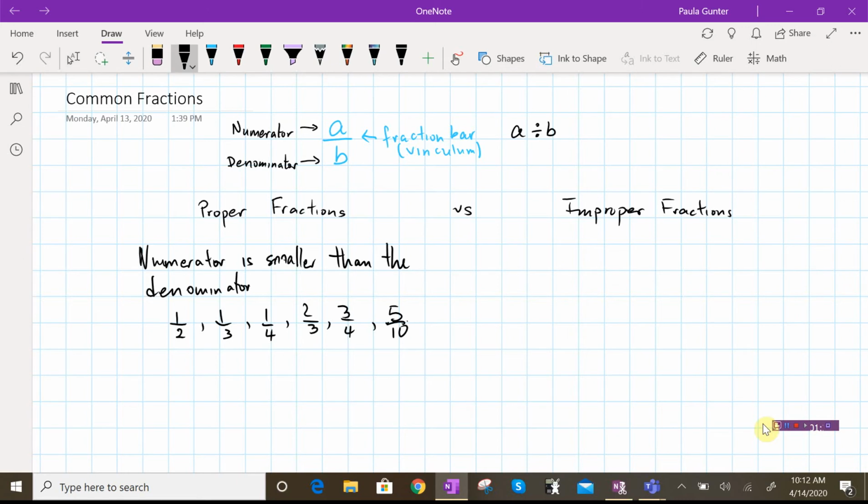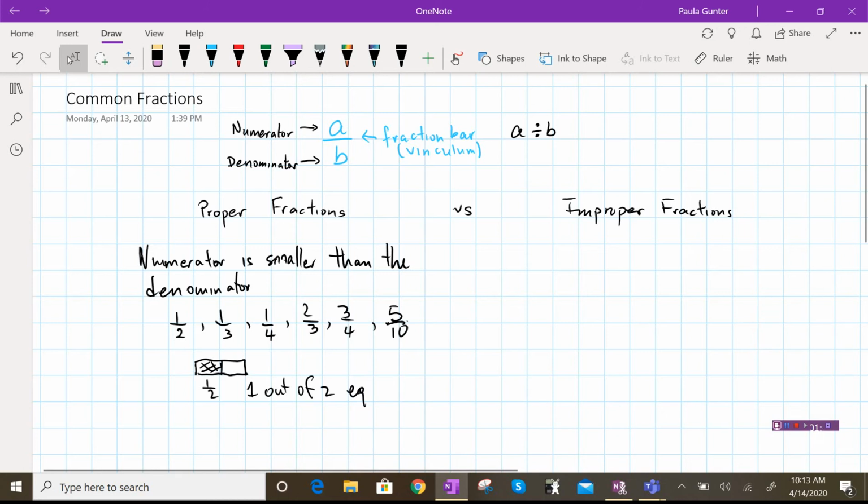Right? What does 1/2 mean? Well, if we can consider this as representing a whole, if we shade one portion of it, then this is a half, 1 out of 2 equal parts.